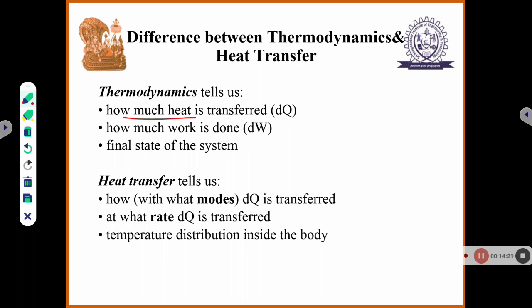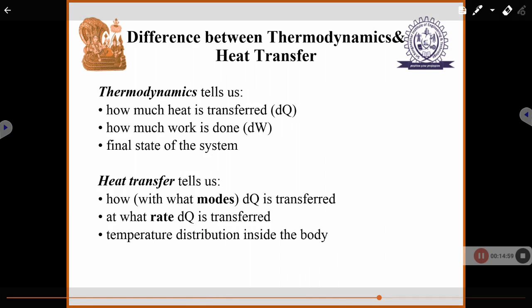Whereas heat transfer tells us how, meaning in what mode, which we are about to see, with what modes heat is transferred, and at what rate, joules per second, and the temperature distribution in the body. This is an additional point: heat transfer gives the temperature distribution inside the body. Fine. So this is the summary.